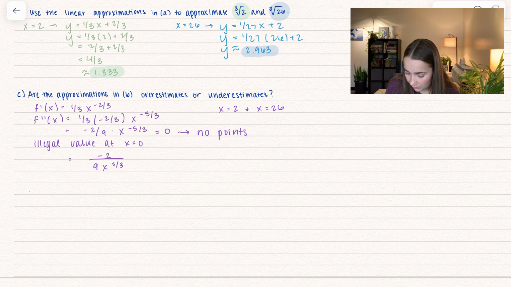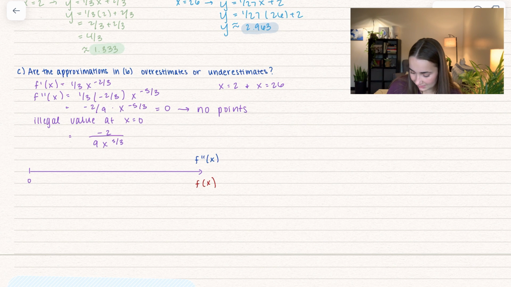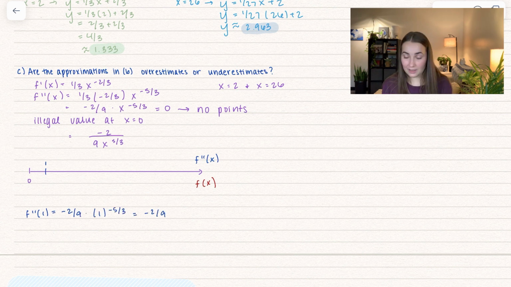So I don't really care what happens at 0 because my x values are not even less than 0. So I'm going to start at 0 and I'm just going to go off to infinity. So let's go ahead and find a test point. In this case, I'm just going to choose 1 because I think 1 is nice. Remember, we're plugging this into our second derivative. So on this interval, I found a negative value, which tells me it's going to be negative, concave down.